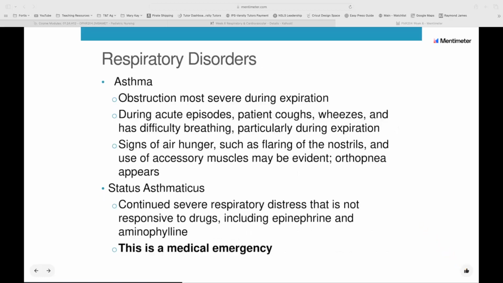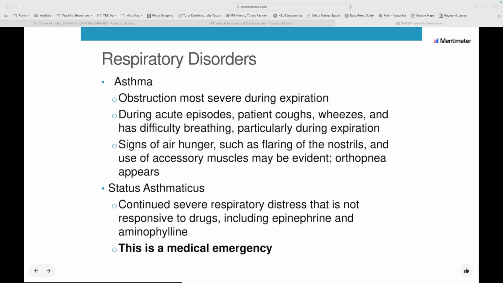For asthma, it's just like adult asthma. So we've got obstruction that's most severe during expiration. So when they're breathing out, they may be coughing, may have wheezes, difficulty breathing. We're looking for signs of respiratory distress. So flaring of the nostrils, using their accessory muscles. So using their belly muscles or using the muscles in between their ribs to help them breathe.